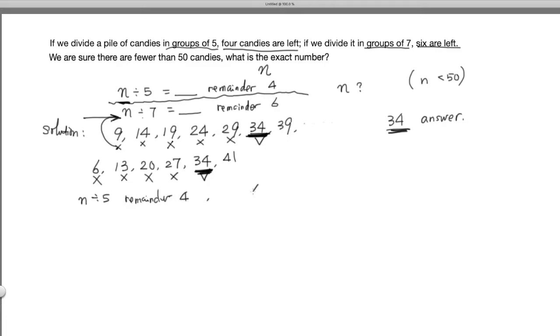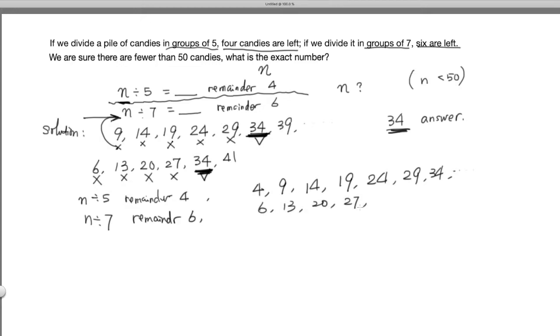So these numbers are 4, 9, 14, 19, 24, 29, 34. And the second sequence is n divided by 7, remainder 6 sequence, which the numbers are 6, 13, 20, 27, 34, 41, and so on. Now, we really want to find the common numbers between these sequences, which are going to satisfy both 1 and 2, right? And you see the first number is 34.